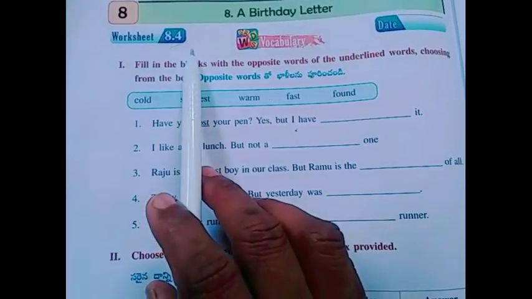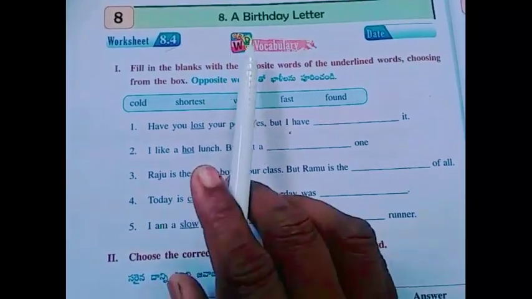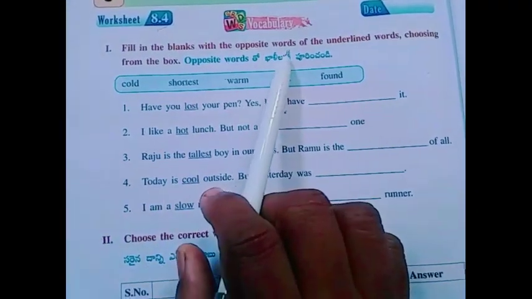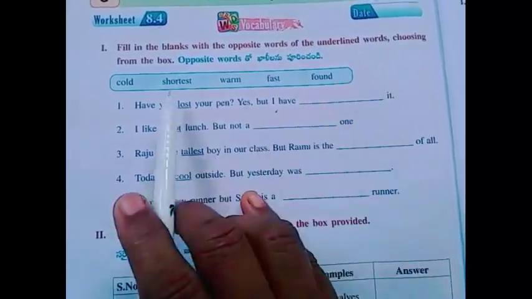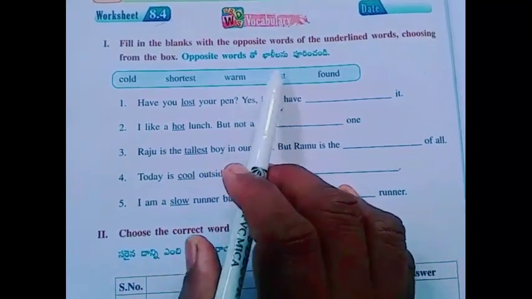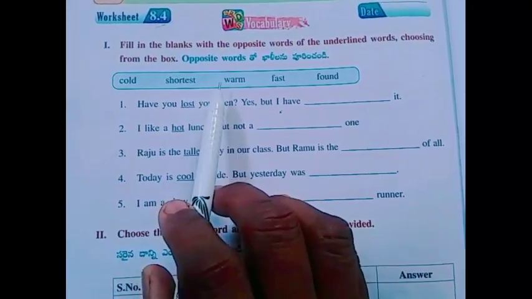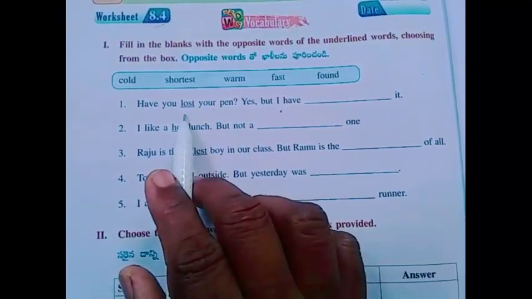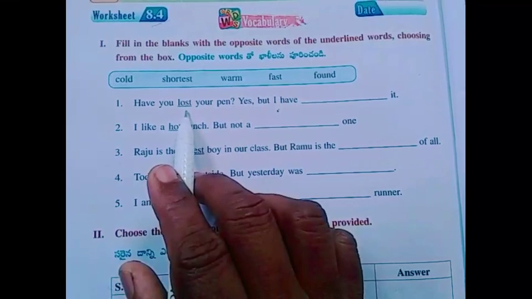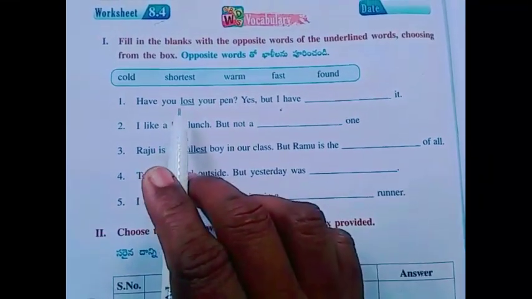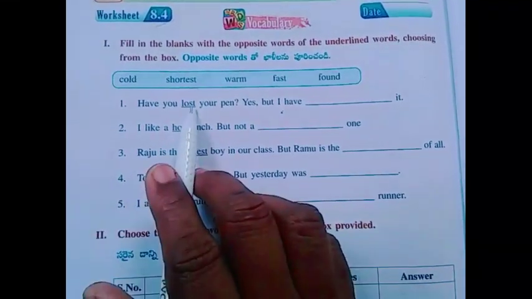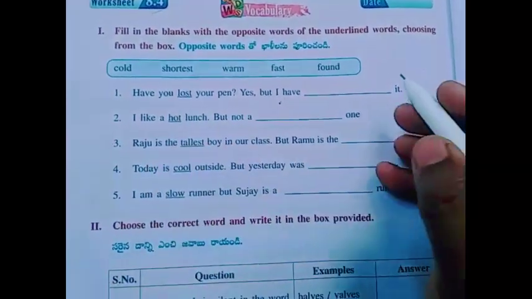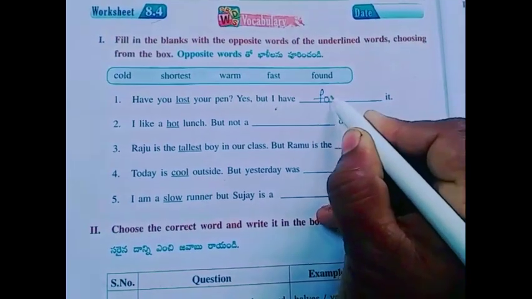This is worksheet 8.4 vocabulary from a birthday letter lesson. Fill in the blanks with opposite words of the underlined words choosing from the box. Cold, shortest, warm, fast, found. Have you lost your pen? Here lost is the underlined word, so we have to write the opposite word. Opposite of lost is found. But I have found it.